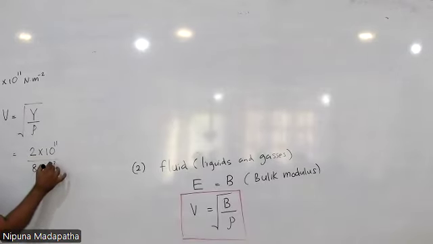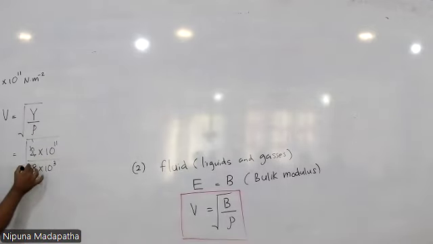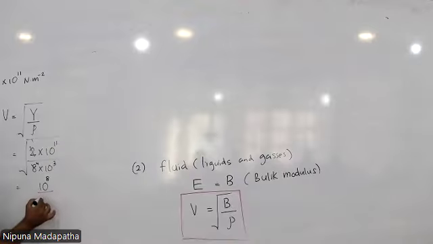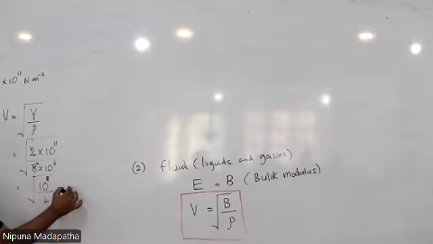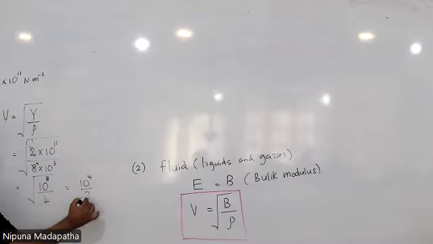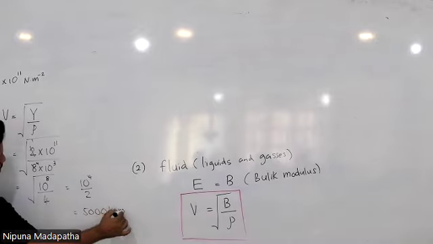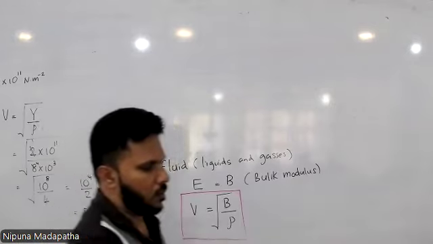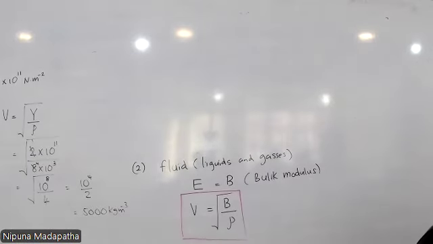8,000 is like this. 10 to the power 8 remains, divided by 2. So taking the square root, it is 10,000 divided by 2, which is 5,000. Right.